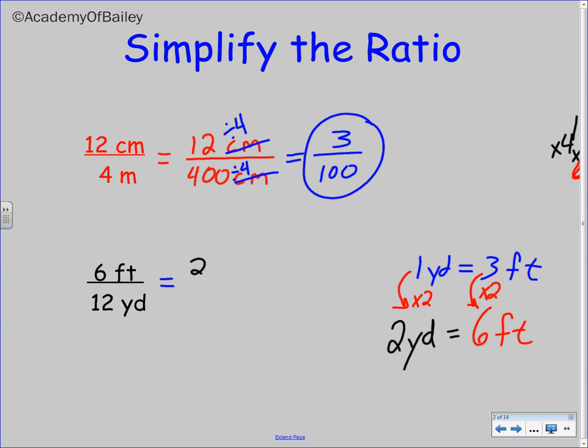So on the top, we have 6 feet, but we're going to write it as 2 yards. And on the bottom, we have 12 yards. The units are the same, and they cancel each other out. And we know that 2 over 12, 2 goes into 2 one time, and 2 goes into 12 6 times. So that is the simplified form.